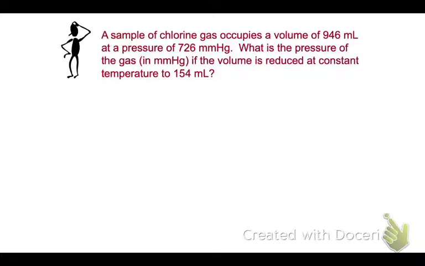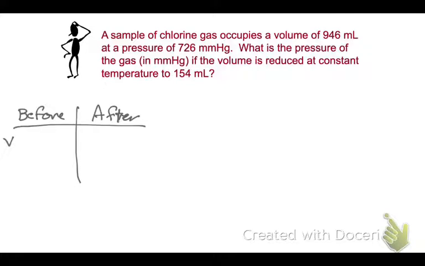And the question here is yes, they are changing the volume and they want to know what happens to the pressure. If that's the case, you should start by doing this. I normally put my before and after conditions. So what I'm going to do here, what do I have before? I have an initial volume, which is V1 equals 946 milliliter.